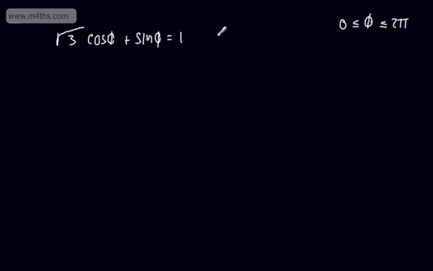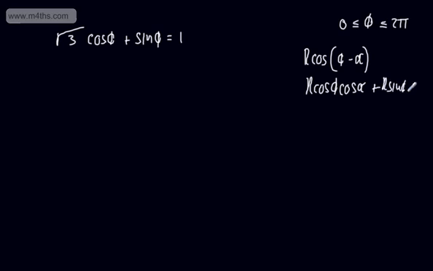At this stage, we've got a couple of choices. Let's look at this form right here. Now, if I look at the form R cos of theta minus alpha, if I expand this out, I'm going to have R cos theta cos alpha plus R sin theta sin alpha. So we could use this particular form. If we look here, we can see that R cos alpha is going to be root 3, and R sin alpha is going to be 1.